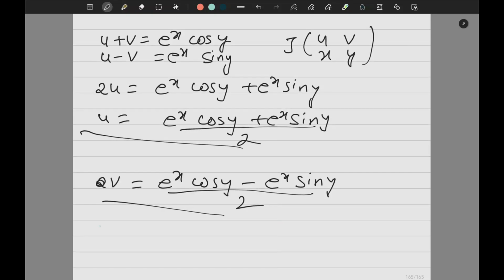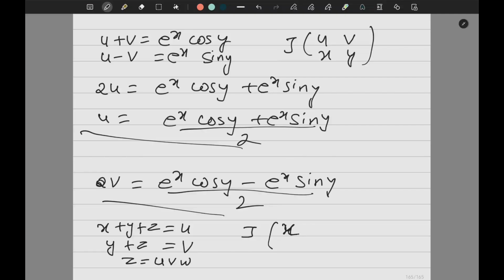When I am saying x plus y plus z is equal to u, y plus z is equal to v, and z is equal to uvw. And I'm asking find the Jacobian of (x, y, z) with respect to (u, v, w).